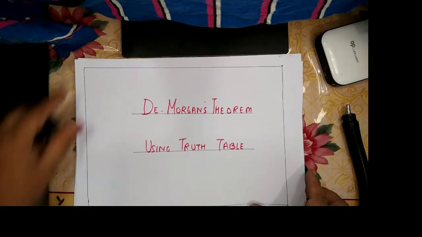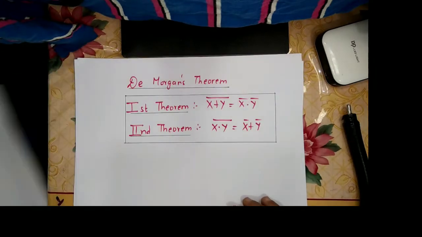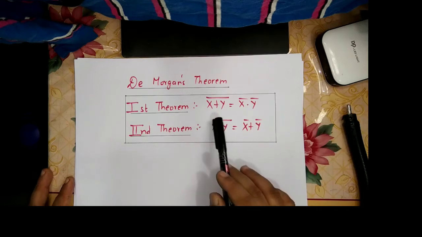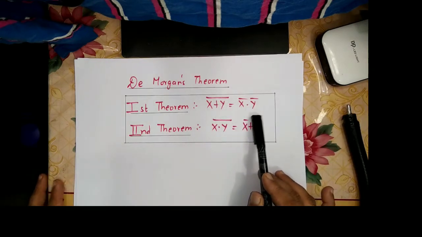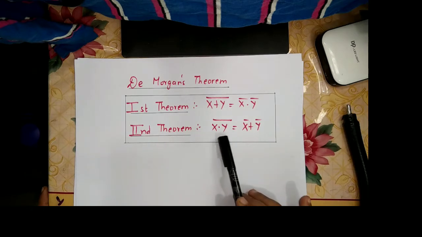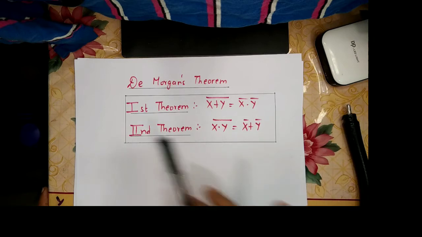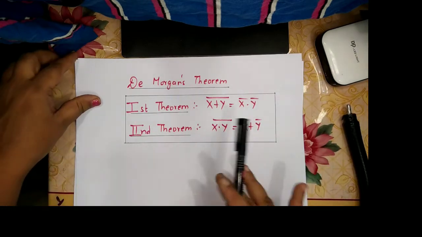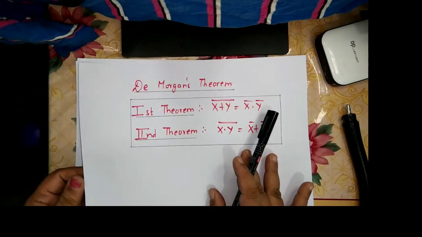Okay, so De Morgan's theorem using truth table. You can see here, these are the two theorems. The first theorem states that x plus y the whole complement is equal to x complement and y complement, and the second theorem states that x and y the whole complement is equal to x complement plus y complement. Please be thorough with these two theorems, the statements. If you're thorough with this, then we can start writing the truth table.